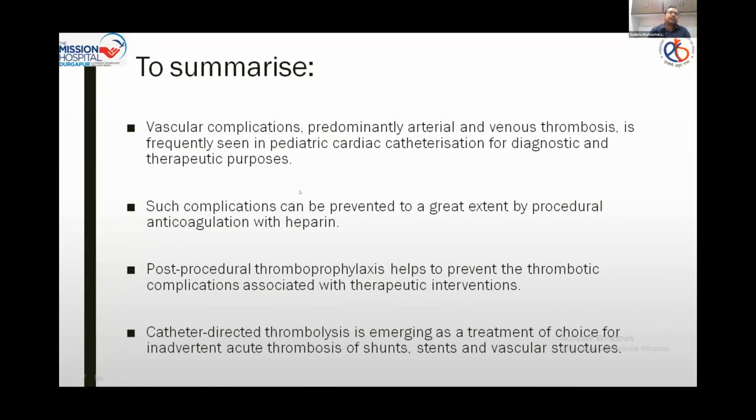So to summarize, vascular complications, predominantly arterial and venous thrombosis, are frequently seen in pediatric cardiac catheterization, both for diagnostic and therapeutic purposes. Such complications can be prevented to a great extent by procedural anticoagulation. Post-procedural thromboprophylaxis helps to prevent the thrombotic complications associated with therapeutic interventions. Catheter-directed thrombolysis is emerging as a treatment of choice for inadvertent acute thrombosis of shunts, stents, and vascular structures.